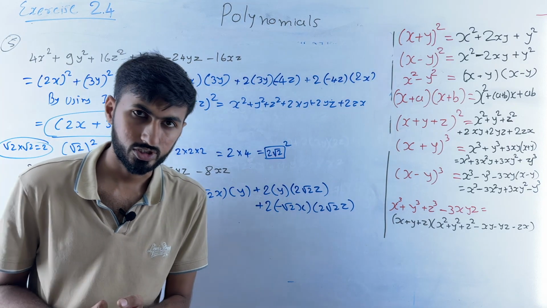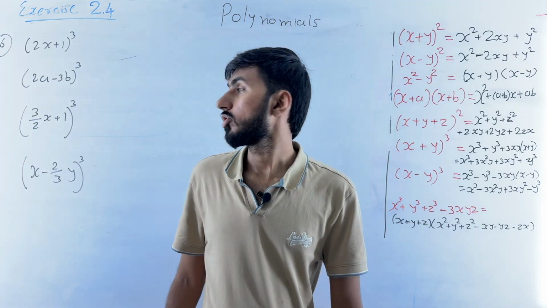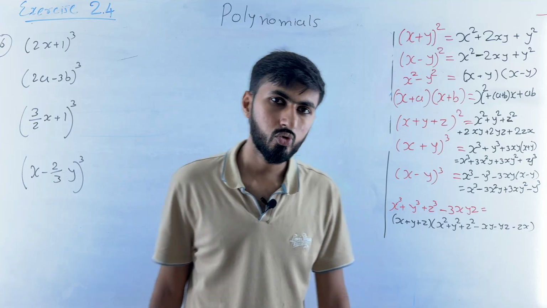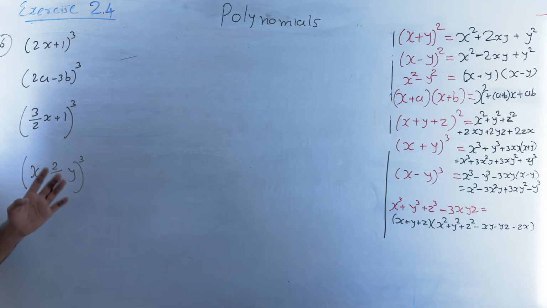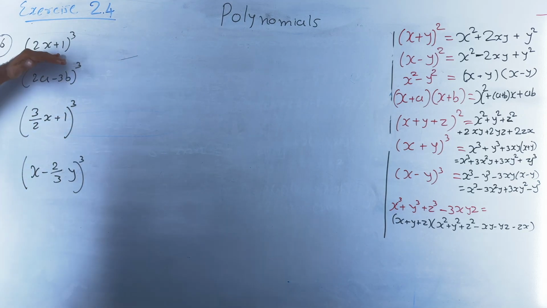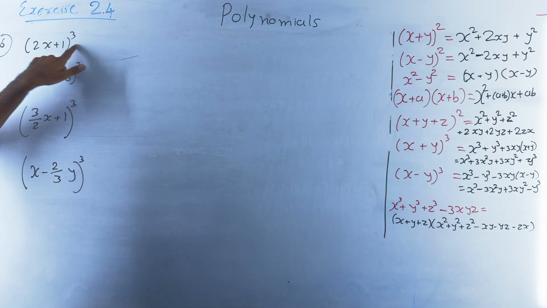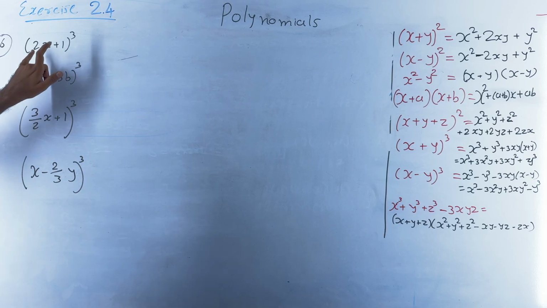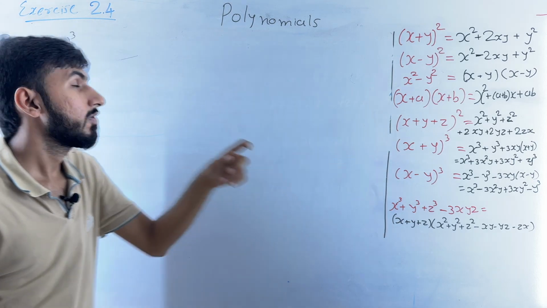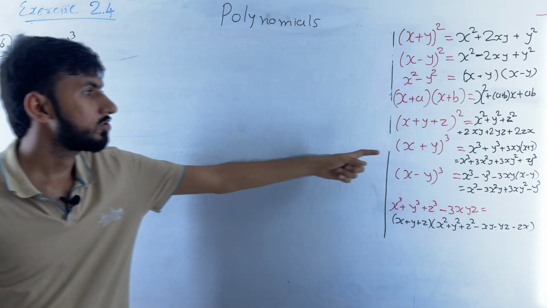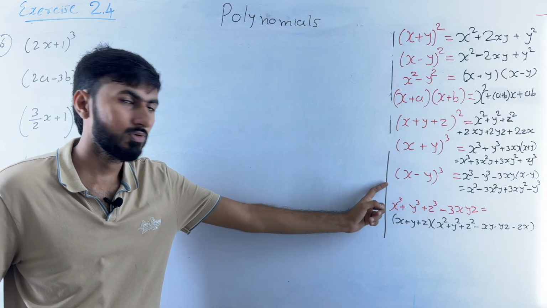Now we will go to the sixth question. So here is my sixth question. I have to expand following cubes. Sorry, I have to write the following cubes in expanded form, right? Now by just watching the question, 2x plus 1 cube, that means it is a question of type cube of any binomial. We have two identities for that. If I have positive sign between them, I will use this one. If I have negative sign, then I will use this one, right?